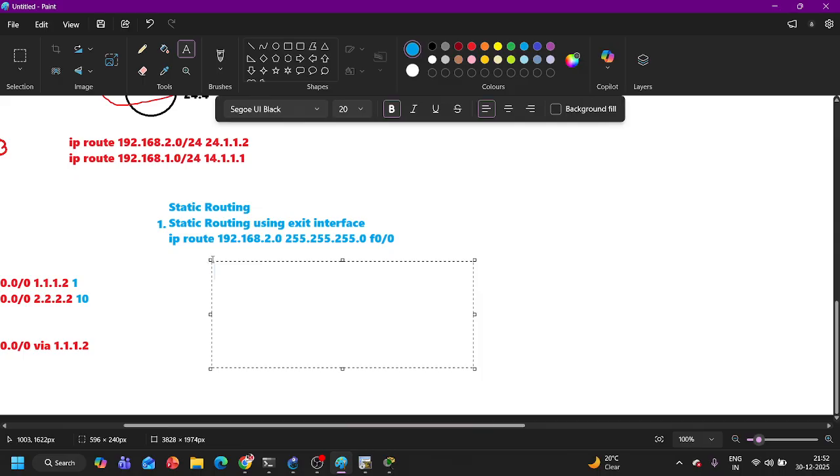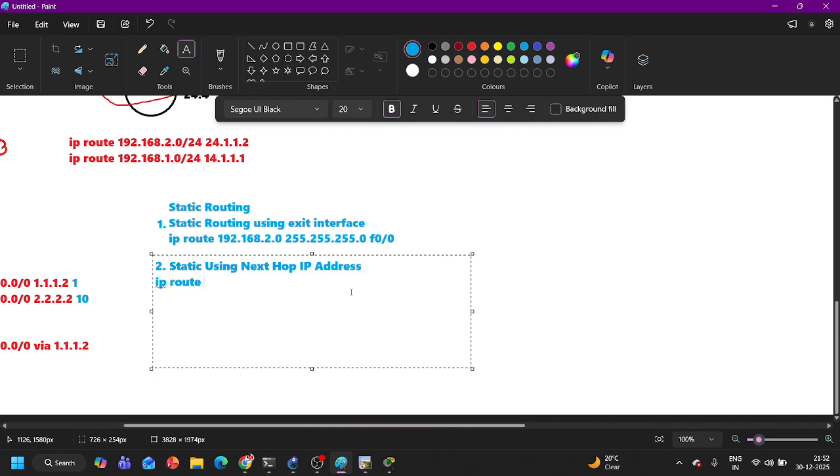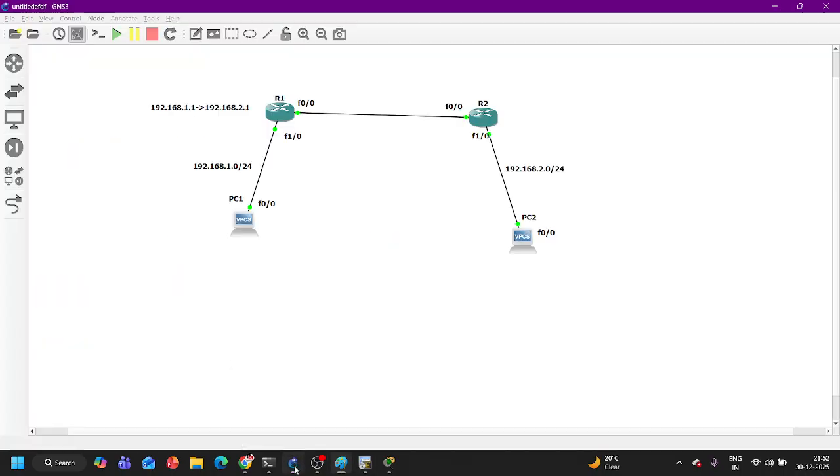So the second option is a static route using the next hop IP address. You all know the next hop IP address is the gateway. The command is going to be IP route 192.168.2.0 subnet mask 255.255.255.0 and next hop IP 12.1.1.2. Let me configure routing like this on the router.